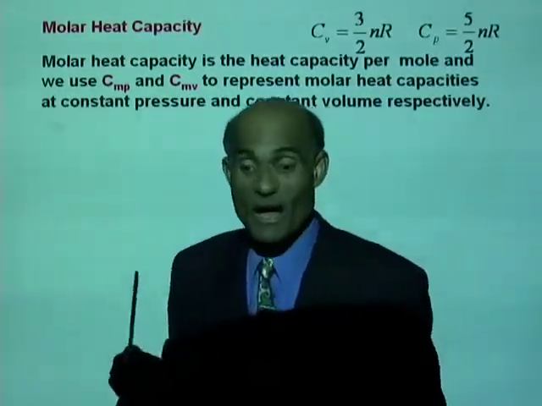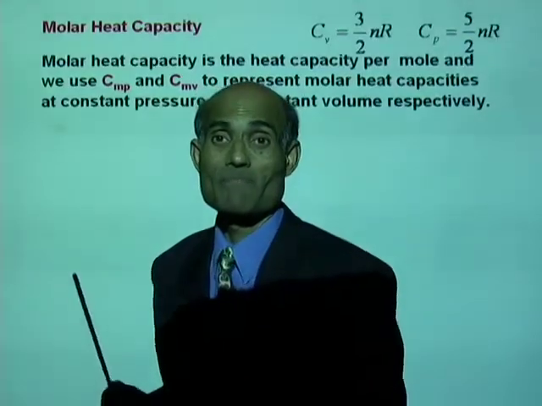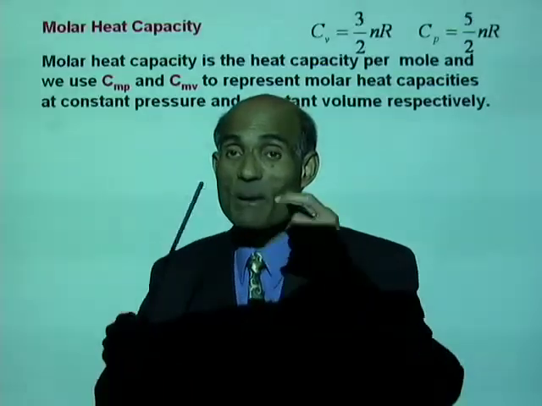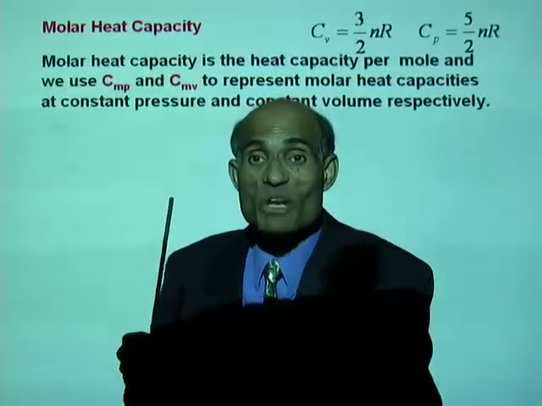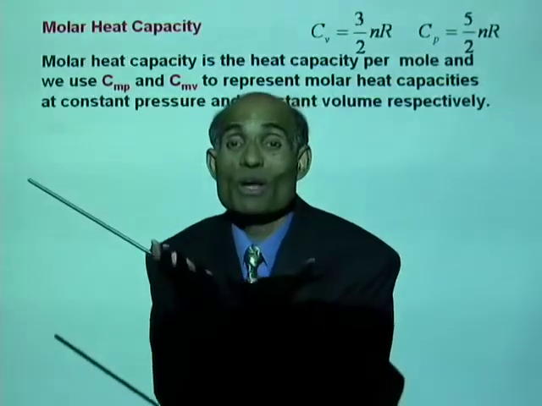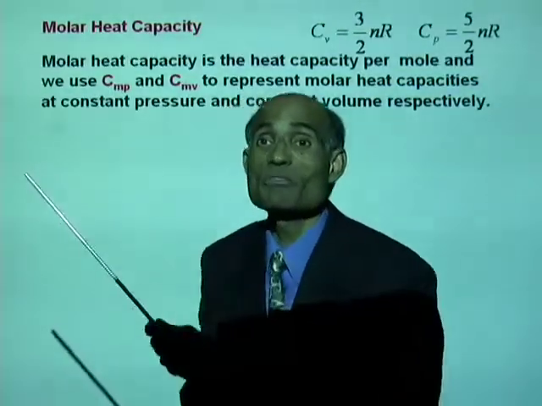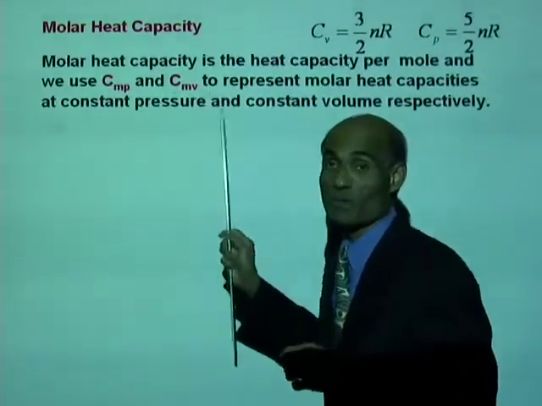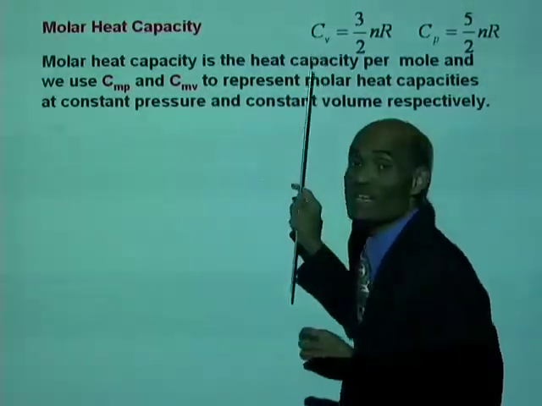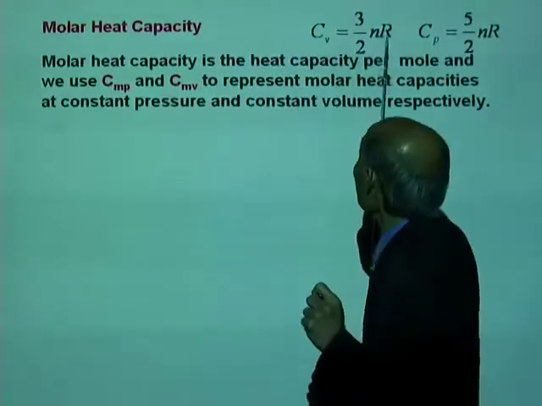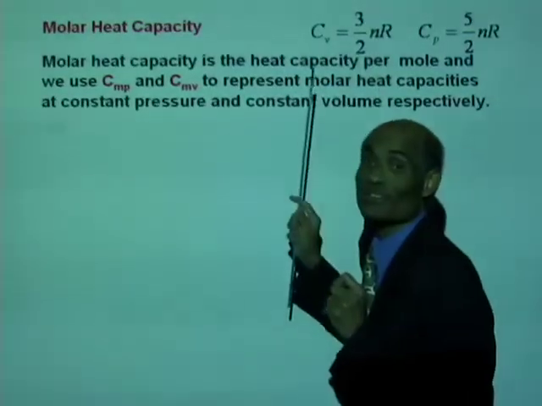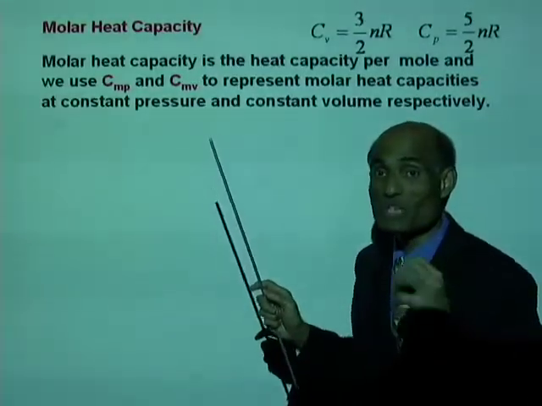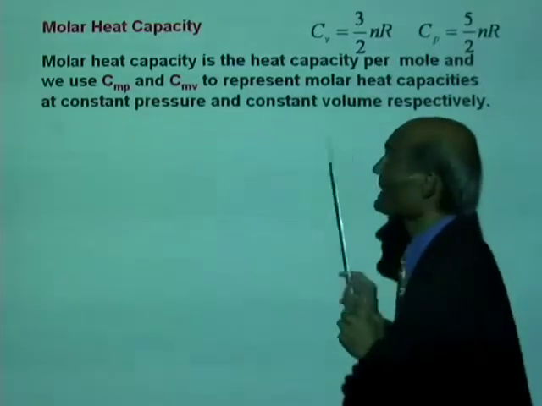What is molar heat capacity? Well, heat capacity is a measure of the amount of heat needed to raise the temperature of the whole amount of gas. And the amount of gas consists of n moles of the gas. So, Cv is the heat capacity of n moles of a gas. Cp is the heat capacity at constant pressure of n moles of a gas.